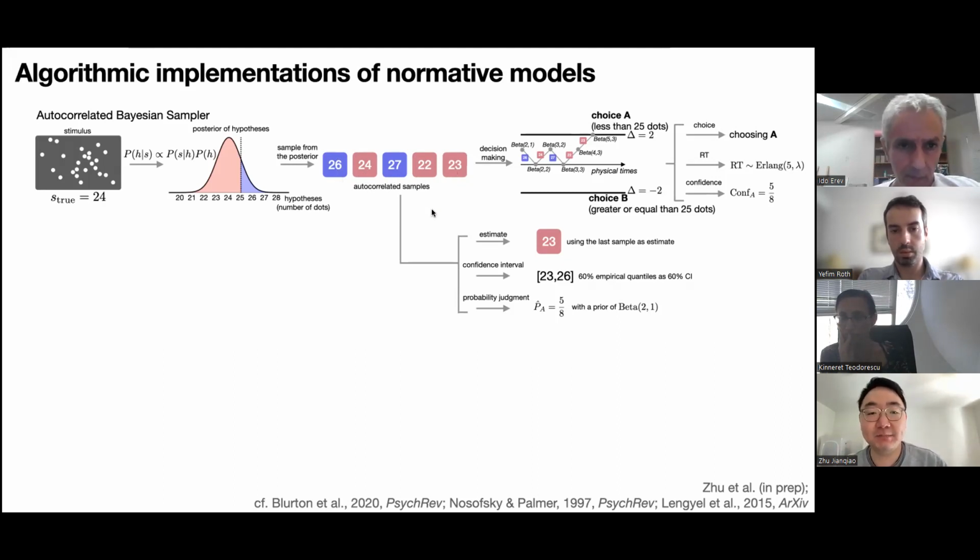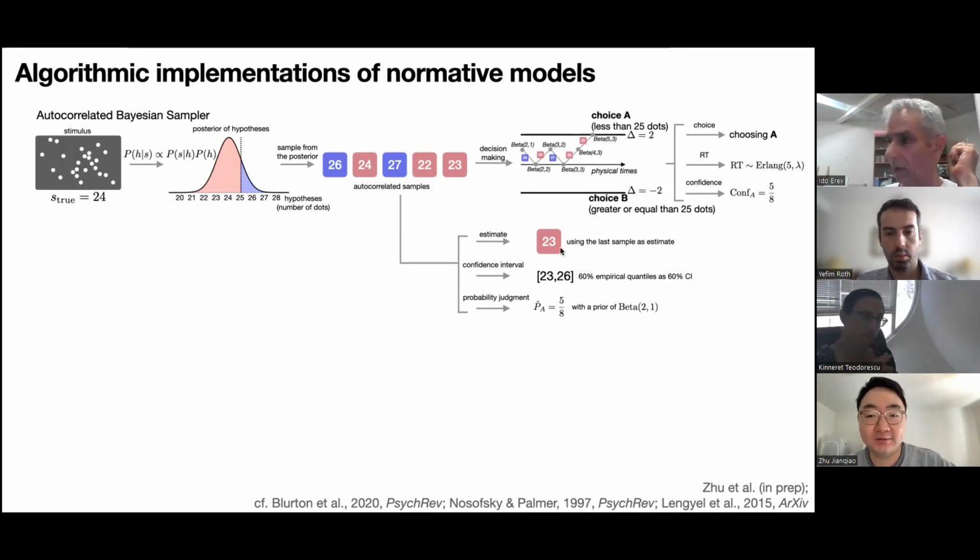And when it comes to making an estimate, we just assume that the last sample is used as the estimate. You could use the mean, the average of these 5 samples, as the estimate, but given the fact that these samples are autocorrelated, it might be wiser to use the last sample, although there are other considerations there. But here we just use the last sample as the estimate.